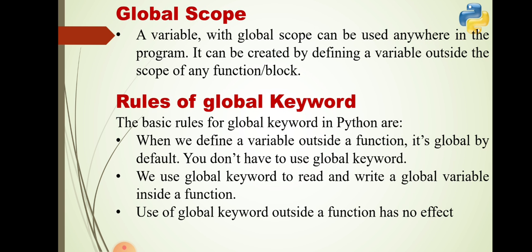So what are the rules we should follow to define the global scope? That means the basic rules for the global keyword in Python are: first, if we define a variable outside the function, it is global by default. Okay, you don't have to use the global keyword. So outside the functions, when referring to the global value, we shouldn't mention the global keyword. Okay, that is the first rule.